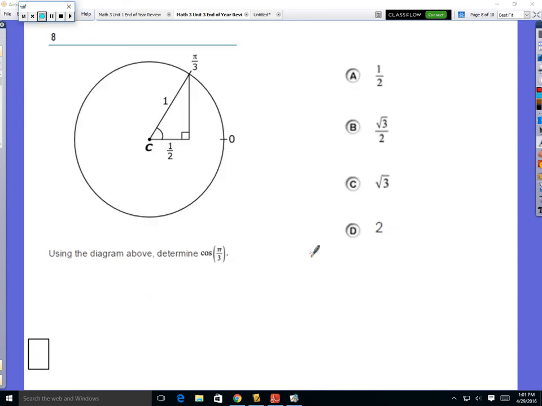Number 8. Use the diagram above to determine the cosine of pi over 3. Alright. So, cosine of pi over 3. Since this radius is 1, pi over 3 would be this arc length right here. How much of the circle is this?